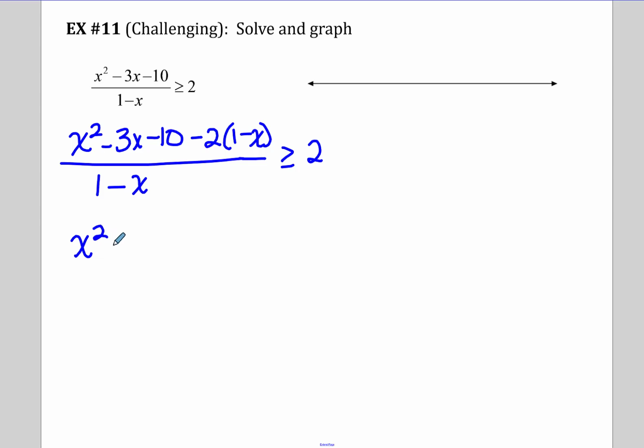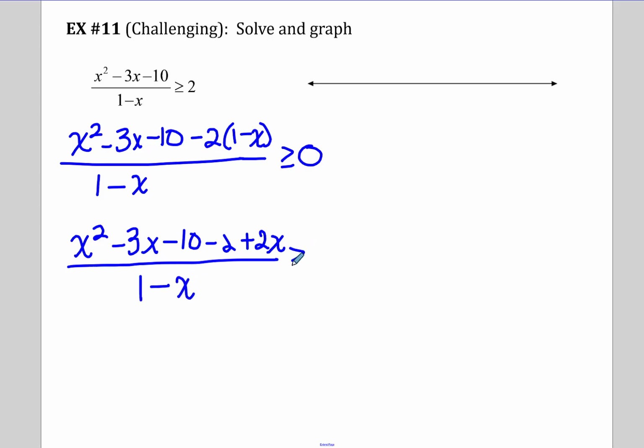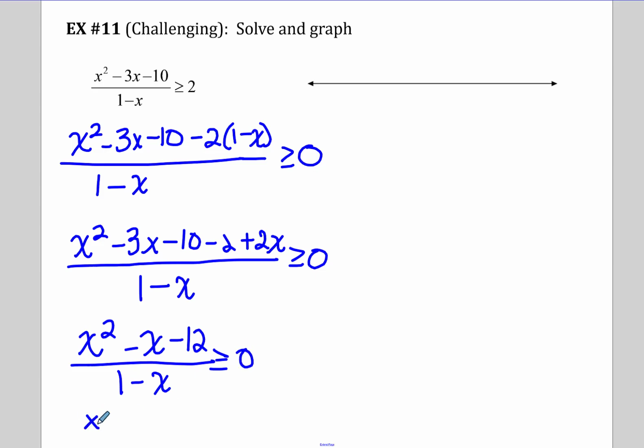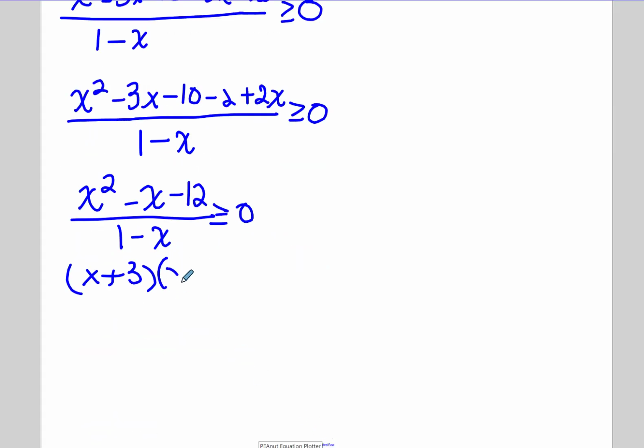So we've got x squared minus 3x minus 10 minus 2 plus 2x, and I'm not paying attention to what I'm doing there. That should be a 0. We're all over the common denominator 1 minus x. Collecting like terms gives us a polynomial that will definitely factor. And the factors will be x plus 3 times x minus 4 divided by 1 minus x.